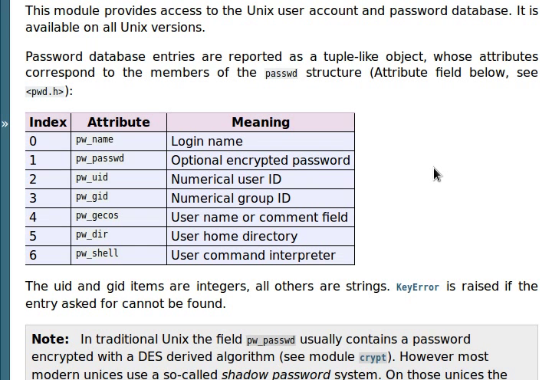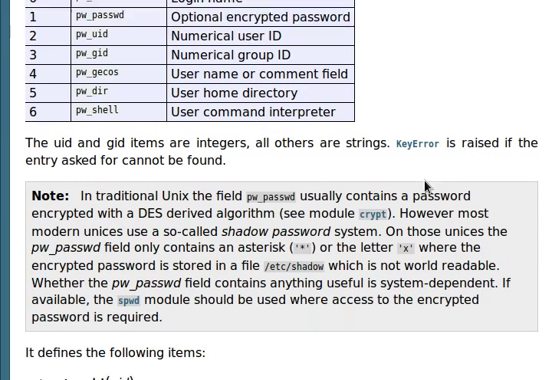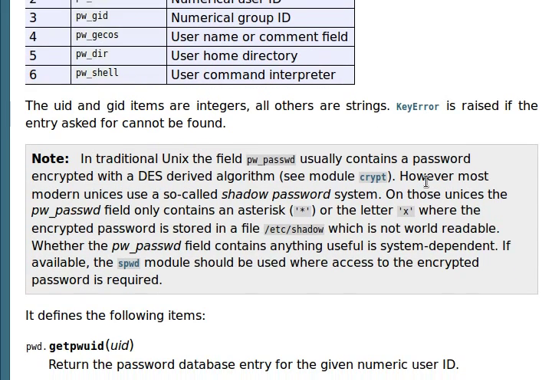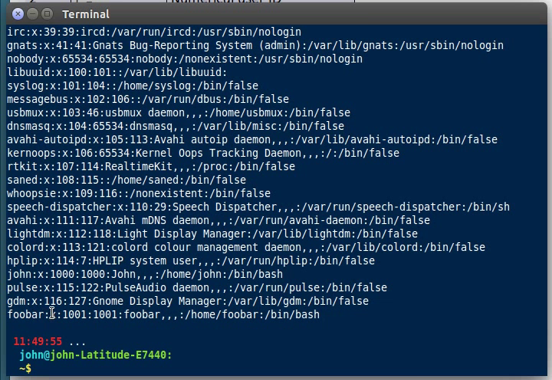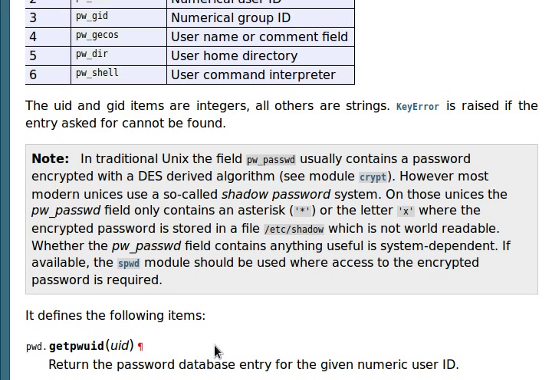So, in the documentation, it shows us these different attributes that are returned to us, and normally, it would show us the encrypted password. The thing is, there was a note here that we were checking out. In some cases, the modern Unix systems have a so-called shadow password system. So the password field is not visible, it's replaced with the letter X in most cases, where instead, the encrypted password is stored in /etc/shadow, which is not world-readable. So you can see right here in our example, foobar is X. So that's not what we wanted. We wanted it set for shadow.